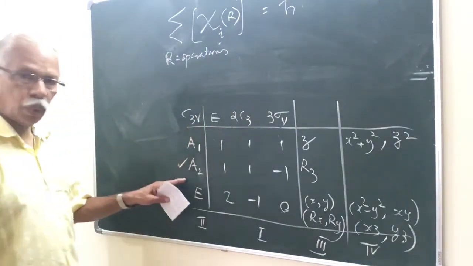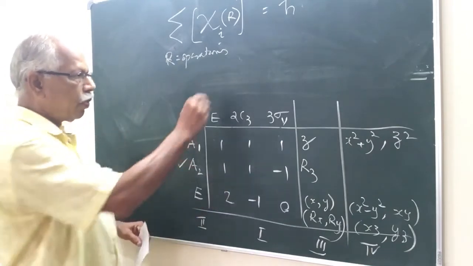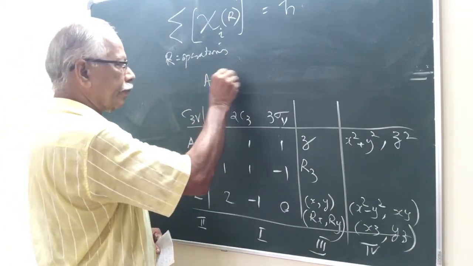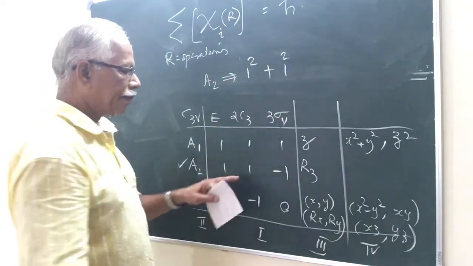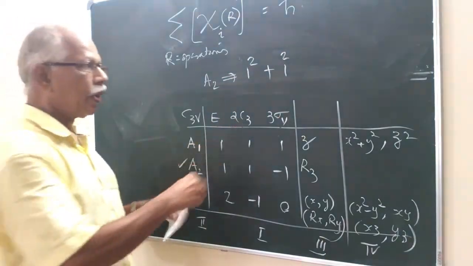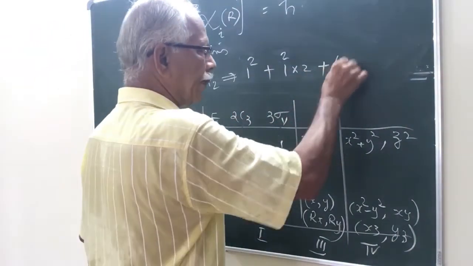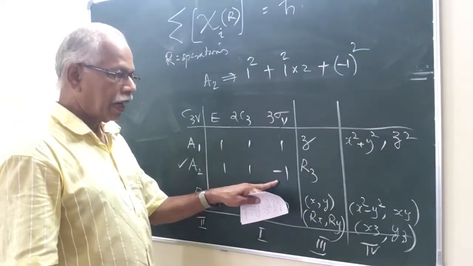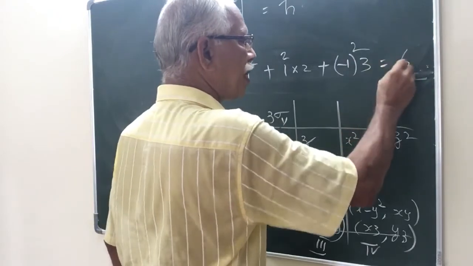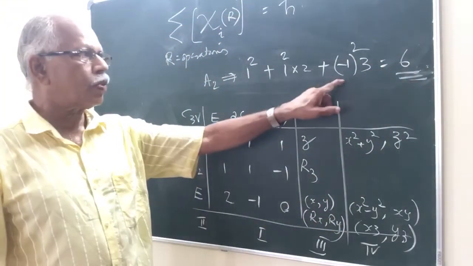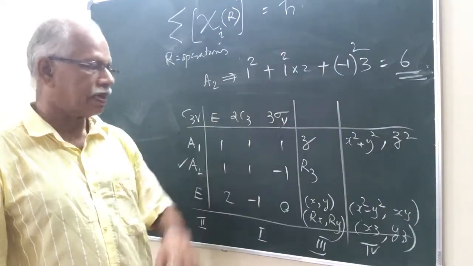Consider A2. Character is 1, 1, minus 1. So 1 squared plus 1 squared. There are 2 operations here, so I have to multiply with 2. Then minus 1 squared, square of the character. Because there are 3 operations, we have to multiply it with 3. That has to be 6. Minus 1 on squaring becomes plus 1. So 3 plus 2 plus 1, that is 6.